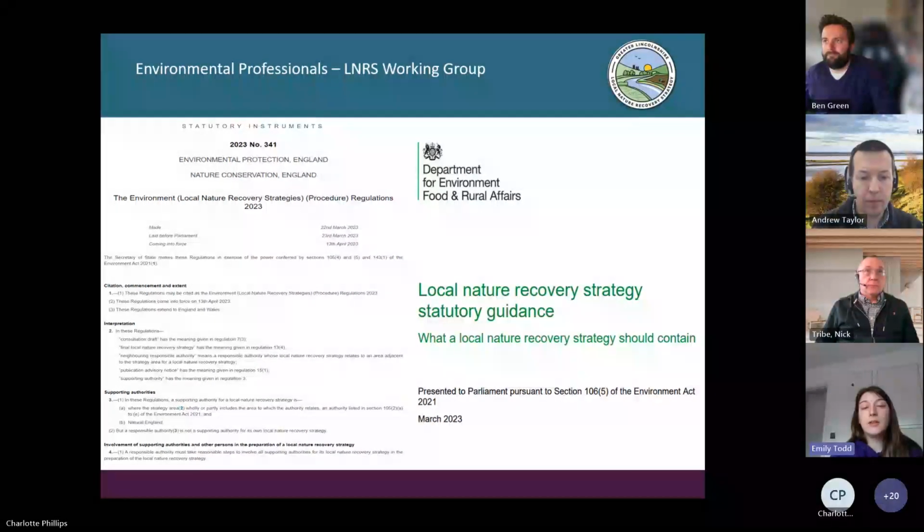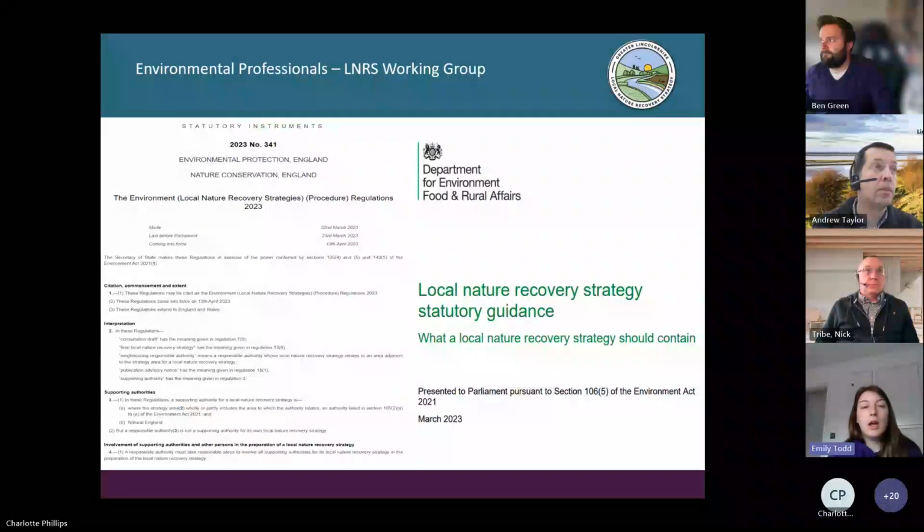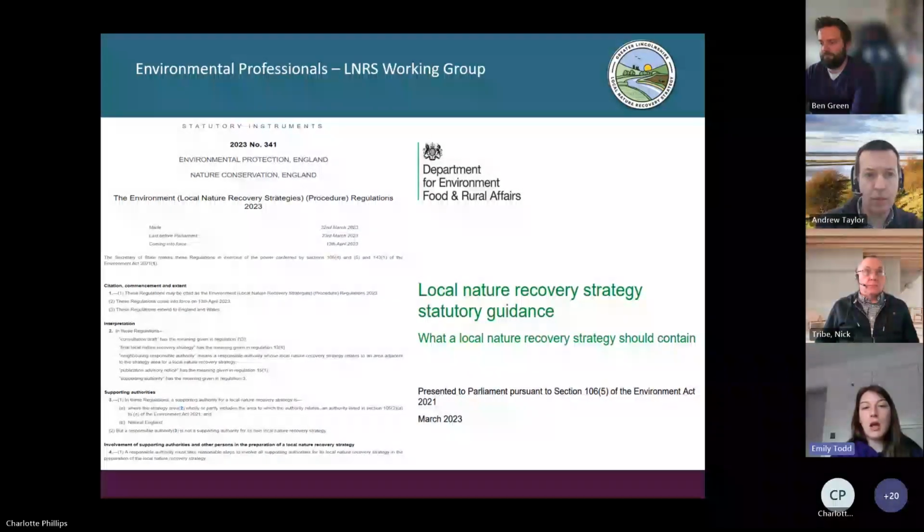So we had the regs and guidance released in April last year. The regulations set out what is legally required of the responsible authority and supporting authorities, what is legally required for the responsible authority to be able to produce the local nature recovery strategy, and the guidance helps guide the responsible authority in how to ensure they're meeting these legal requirements.